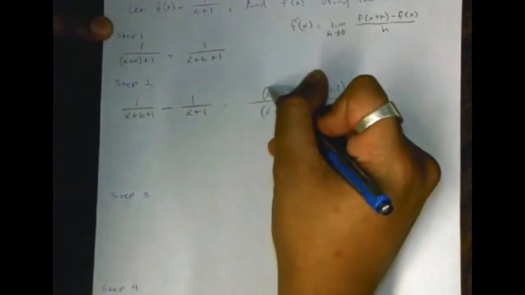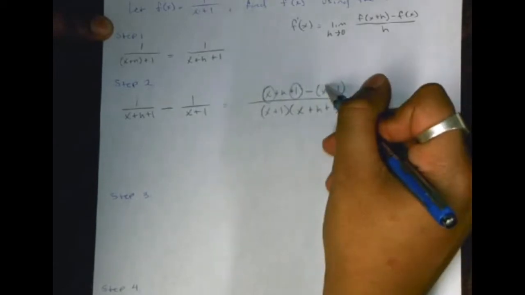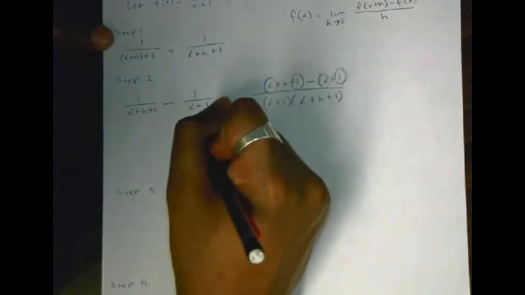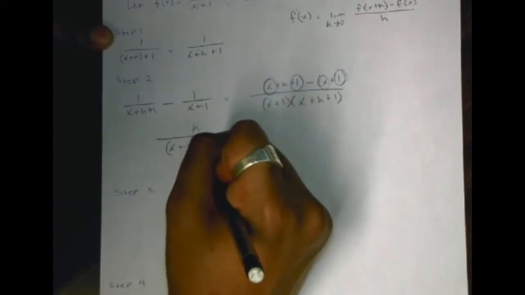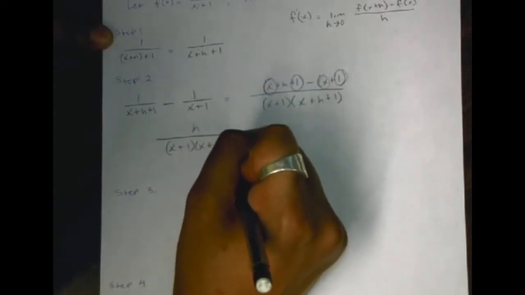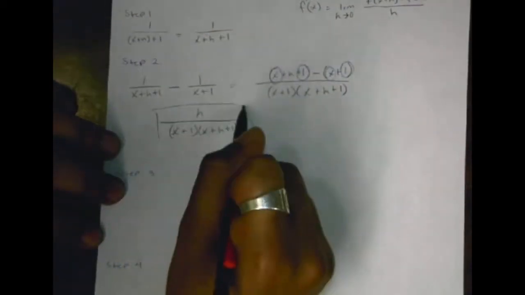Now, if you notice, there are common factors right here and right here, so we're going to cancel those out. What we're going to get is just h at the top and x plus 1 times x plus h plus 1 at the bottom. And this is the new numerator.